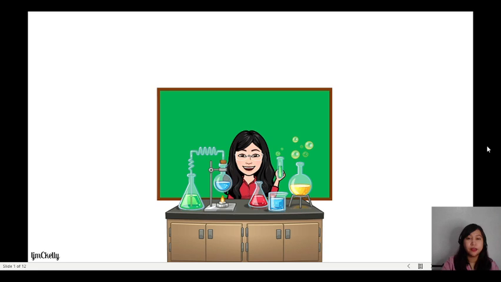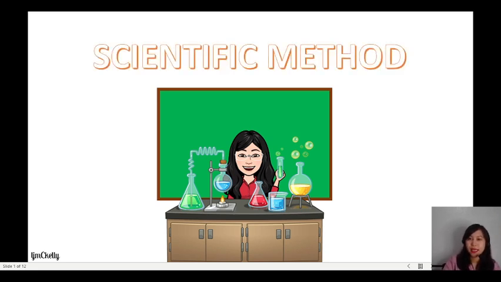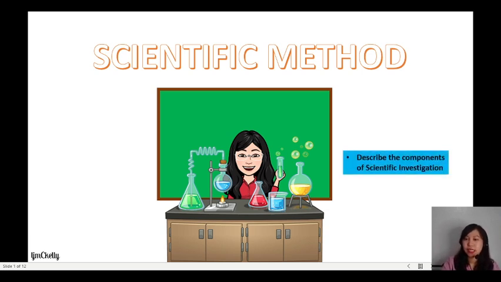Good day, everyone. For today's lesson, we are going to talk about the scientific method. Our target for today is to describe the components of a scientific investigation.